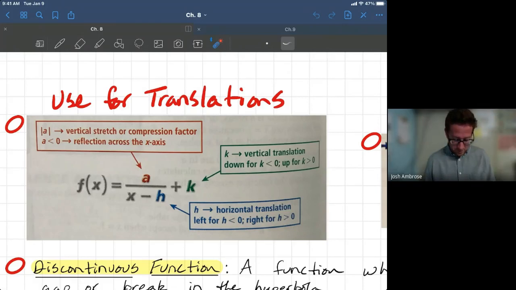But for a vertical translation, right here with the k value, take that as it is. If it says plus, you're going up. If it says minus, you're going down. And then this guy up here deals with the vertical stretch or compression. If it were a negative, meaning less than 0, that's a reflection across the x-axis. Okay, so take the time to copy that down.